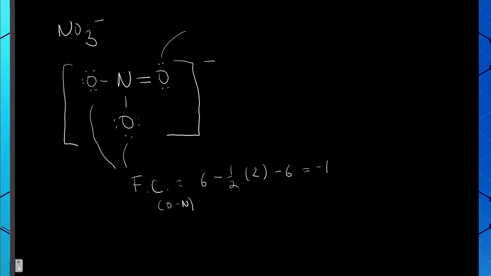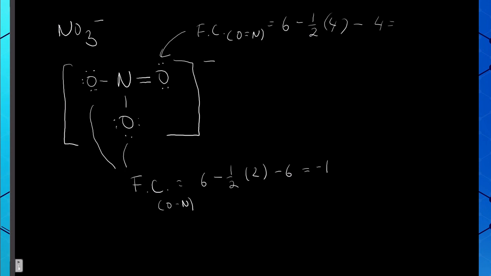And for this oxygen right here, for this oxygen with a double bond to the nitrogen, the formal charge for that one is, and we start off with 6 minus 1/2 times the bonding electrons, so those would be 4 in this case, because there's a double bond. And in this case, the oxygen only has 2 lone electron pairs, so that would be minus 4.